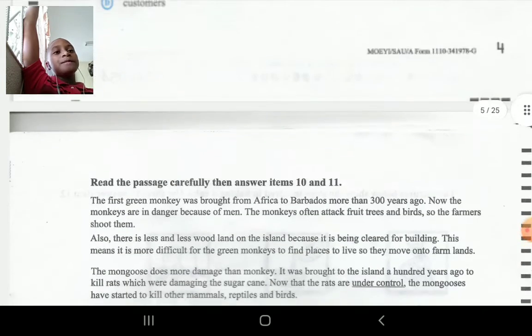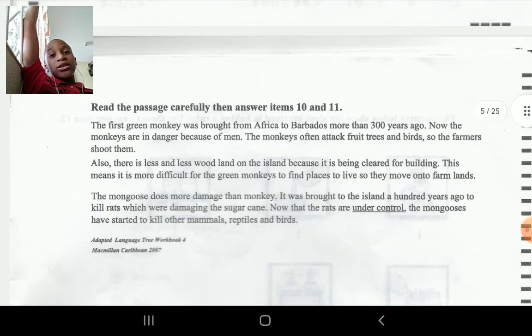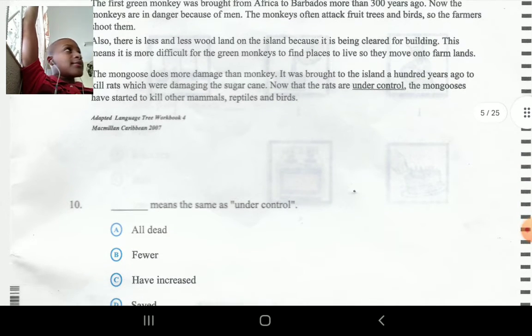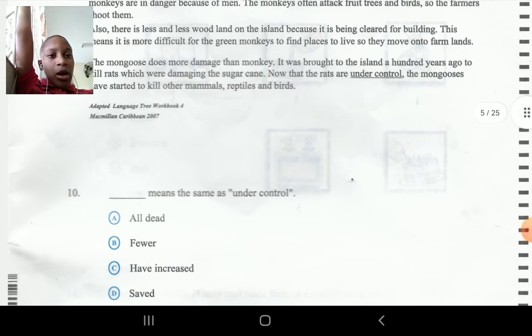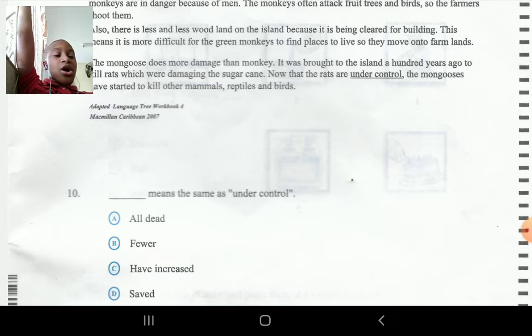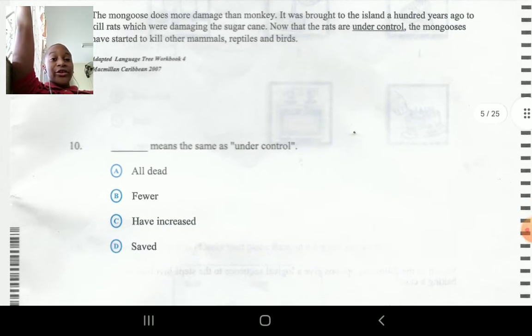Question 10. Read the passage and answer questions 10 to 11. Blank means the same as under control. All dead doesn't mean they're under control. They're just gone. Have increased means that's not under control. That means it got worse. Saved. What are they saved from? From the farmer. Could be, but it says the same as under control, and saved doesn't mean under control. But B has the closest to fewer.